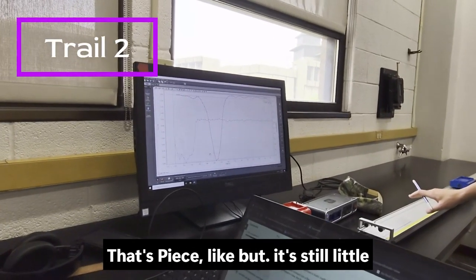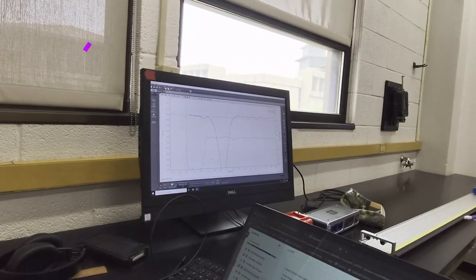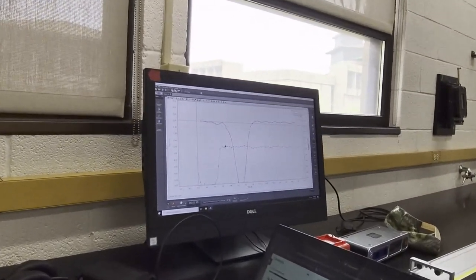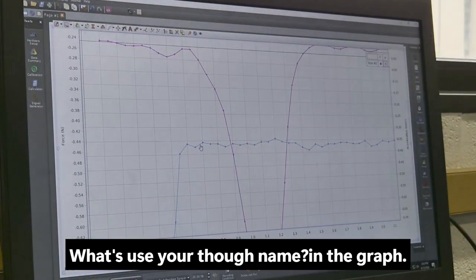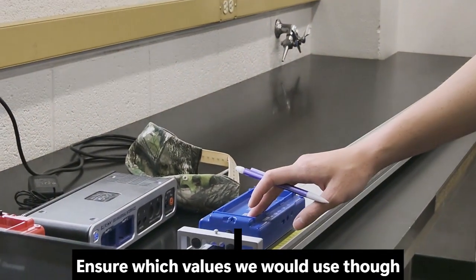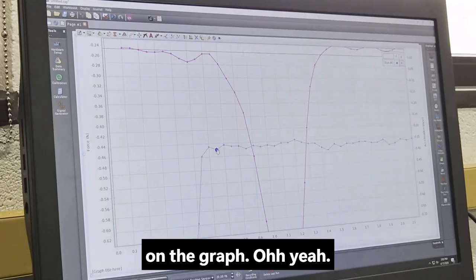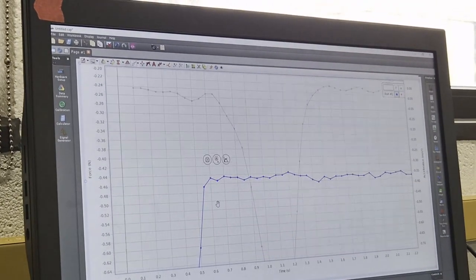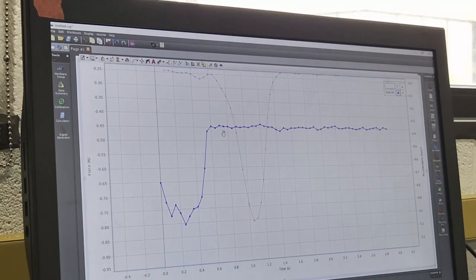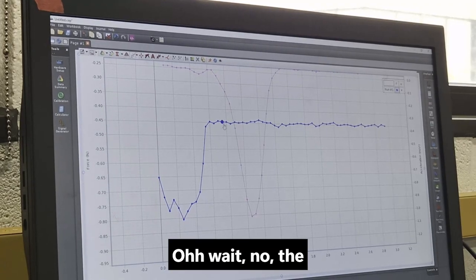Okay, yeah. It's still a little lumpy, but I prefer that. I'm not even sure which values we would use on the graph, especially as it's just a metallic surface. Would it be something like this? I think we were just... I would take the down.